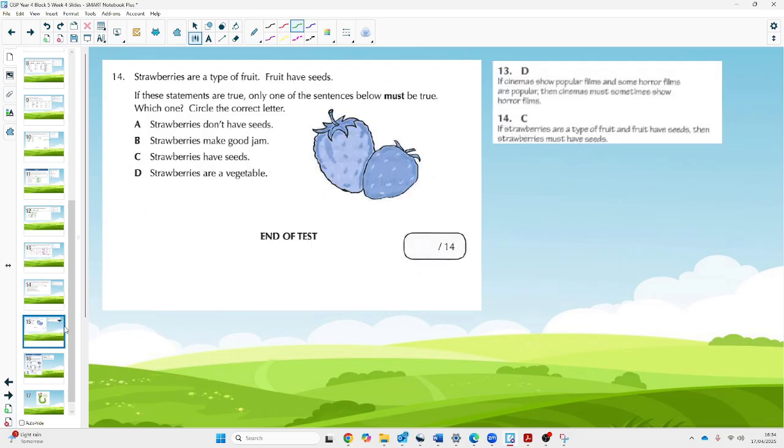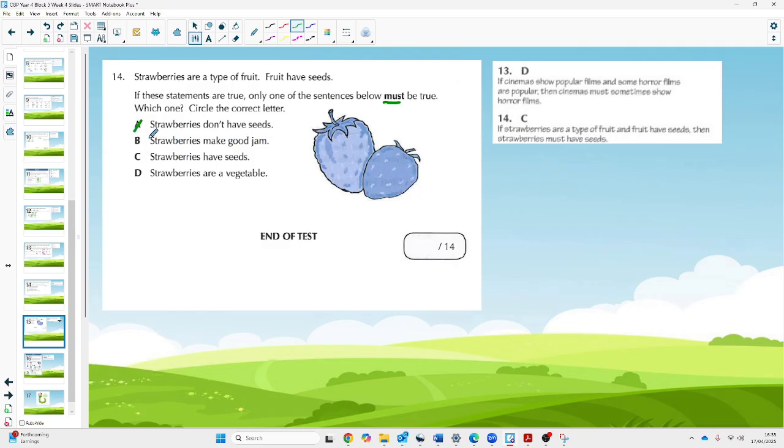And look at question 14. Strawberries are a type of fruit. Fruit have seeds. So if the statements are true, only one of the statements below must be true. So circle the correct answer. So A, strawberries don't have seeds. Well, it says here that strawberries are a fruit and fruits have seeds, so that can't be correct.